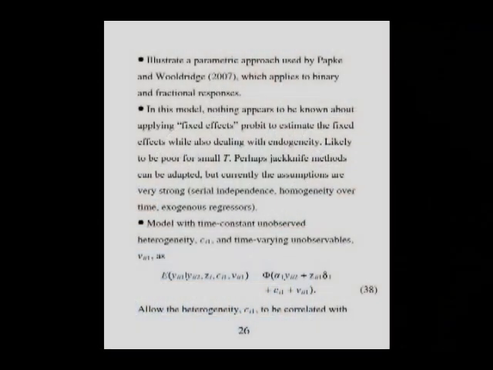General results aren't really available, so I'll just quickly take you through how one might do this in a recent paper with Leslie Papke, where you can apply this to either a probit or a fractional response. The setup here is there's unobserved heterogeneity in a panel data, and then there's a key explanatory variable that's thought to be correlated with not just the heterogeneity, but also time-varying omitted variables.